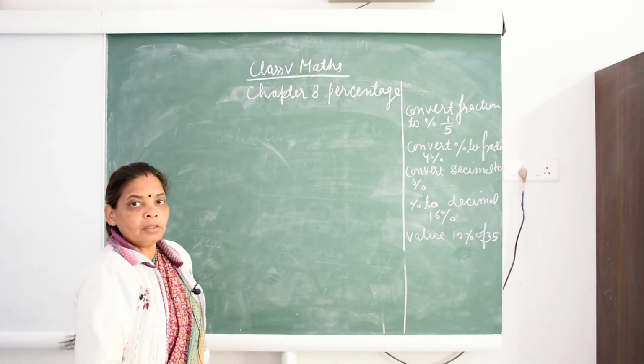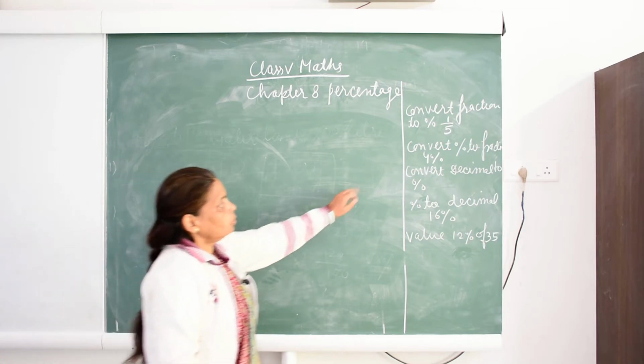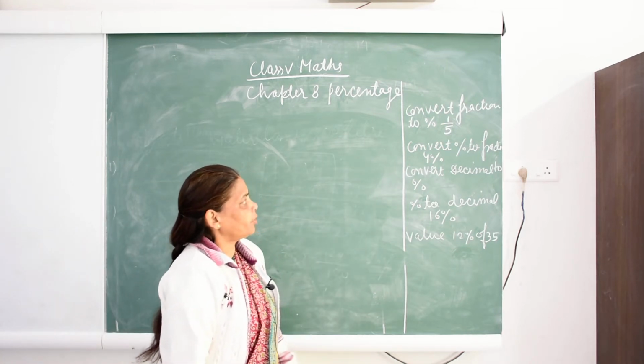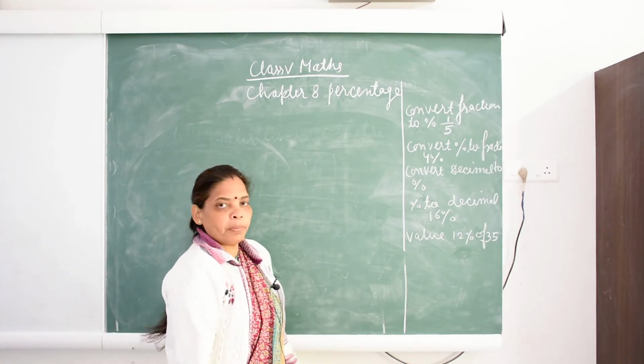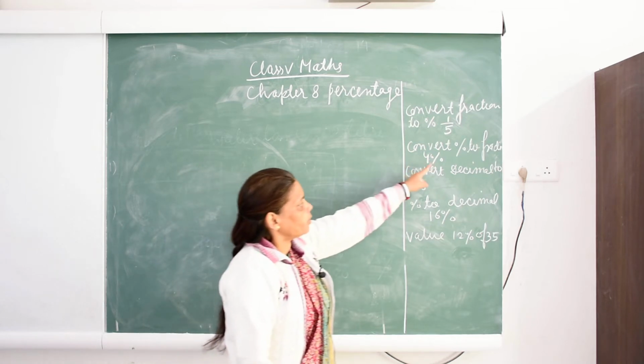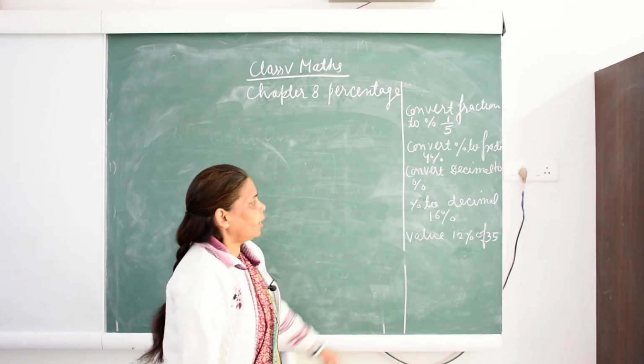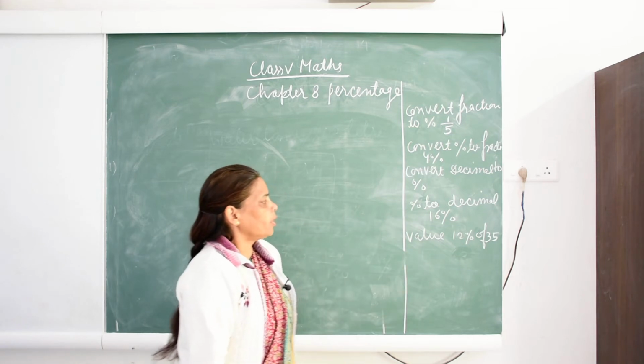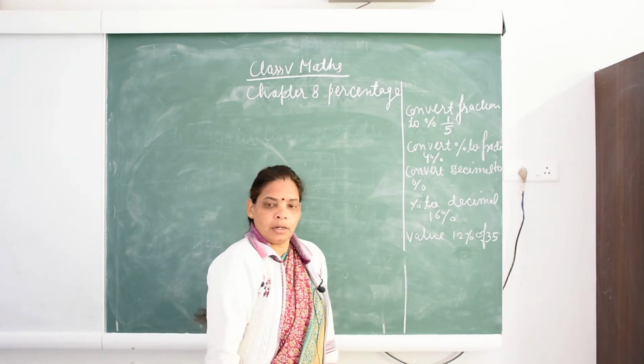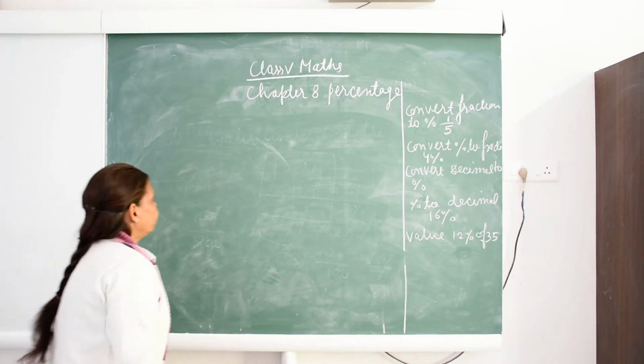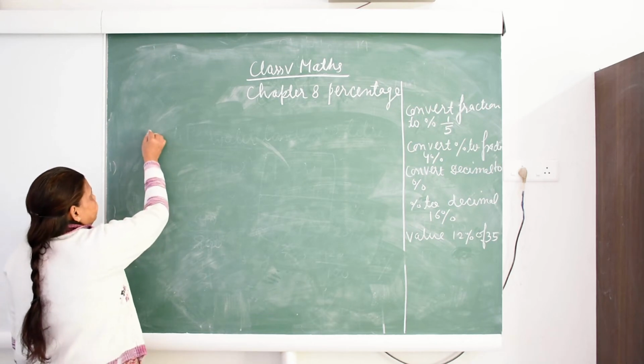So in this chapter we will find how to convert a fraction into a percentage, and a percentage to a fraction, and convert a decimal to a percentage, and a percentage to a decimal. Now one more example we will take.